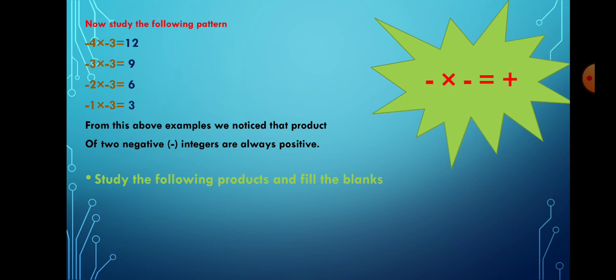Always two positive integers give positive only. Multiplication of two negative integers also gives positive only. Okay children, now I am giving 3 examples, fill in all these examples.